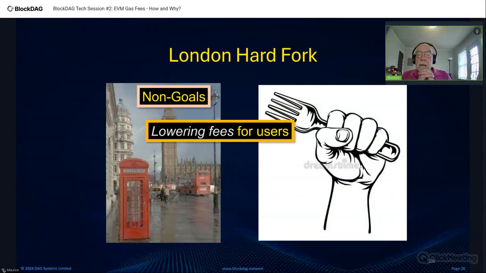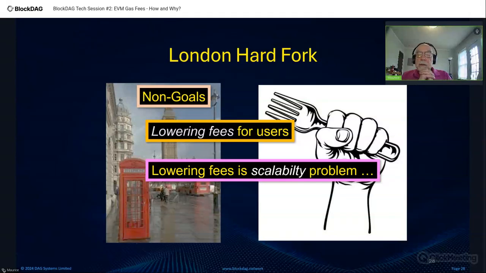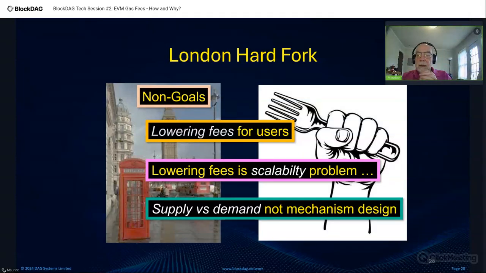On non-goals, lowering fees was not a goal. So fixing the volatility is a goal, but making the chain less expensive was definitely not a goal. And that's because the cost of fees is an economics problem. It's a supply versus demand problem. And if the blockchain can't scale to increase demand, then that's not something that can be addressed by an economic mechanism. This is something that requires a better blockchain.